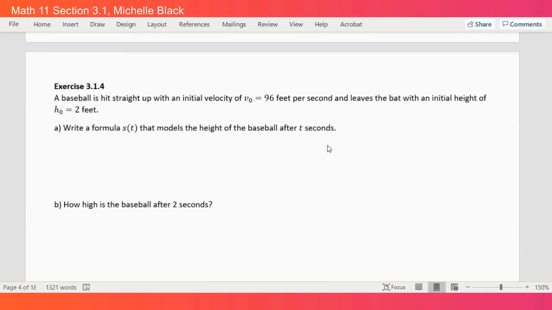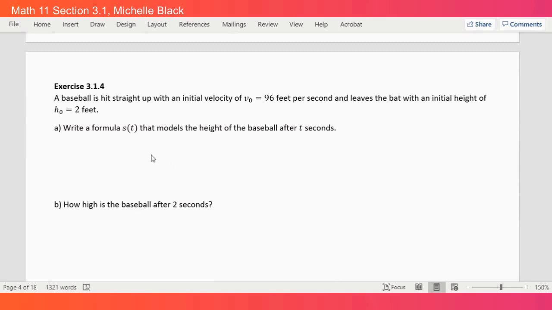All right, exercise 4. A baseball is hit straight up with an initial velocity of 96 feet per second and leaves the bat with an initial height of 2 feet. Write a formula, S of t, that models the height of the baseball after t seconds.